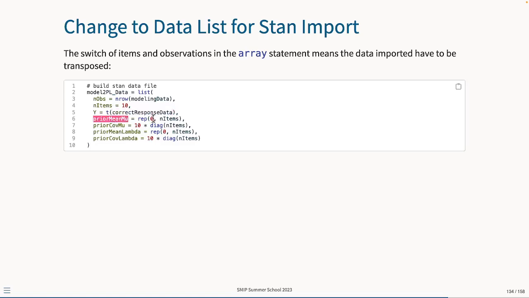The prior mean I set to a value of 0. The prior covariance for the items, I set 10 to the diagonal. So what this does, prior mean, the rep function just makes 10 zeros in a row. The diag function creates a diagonal matrix with 1 down the diagonal, like the identity matrix. So if I multiply that by the number 10, it just puts 10 down the diagonal. And I do the same for lambdas as well. Any questions?